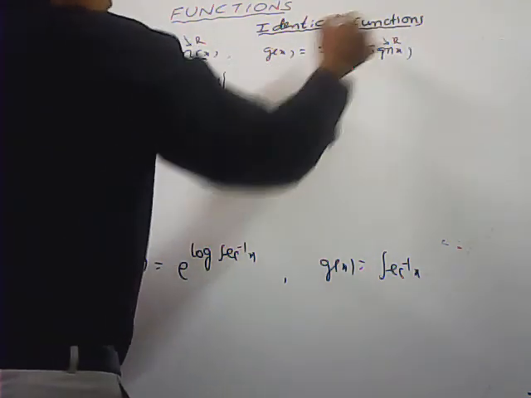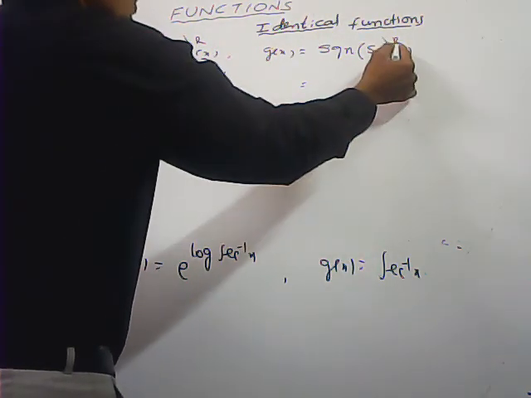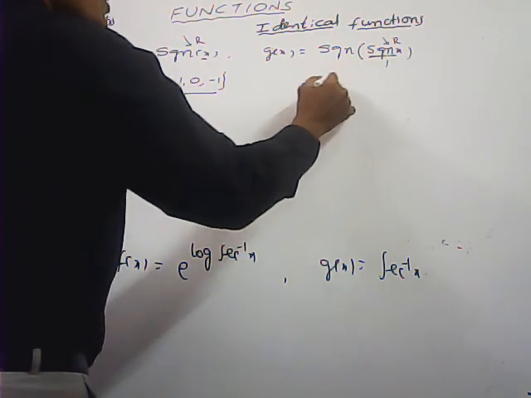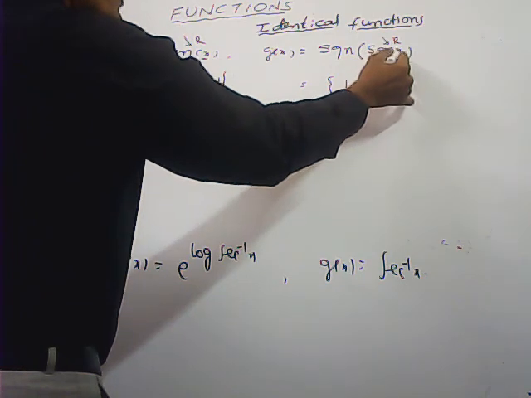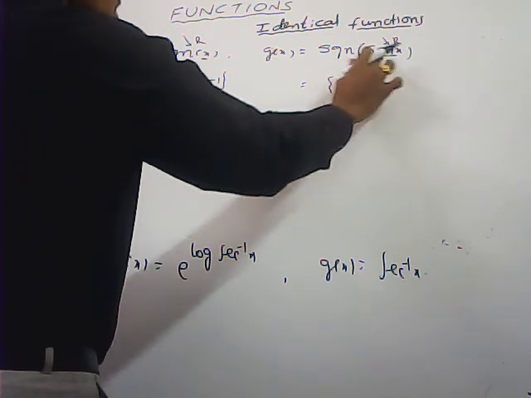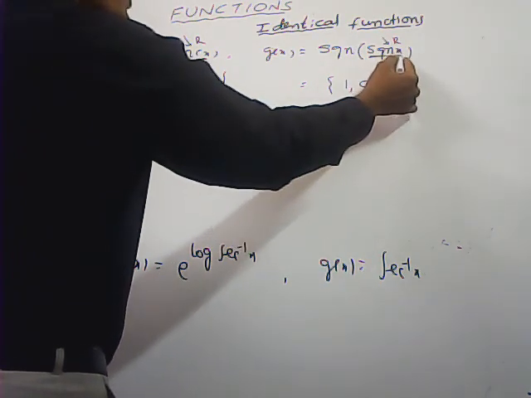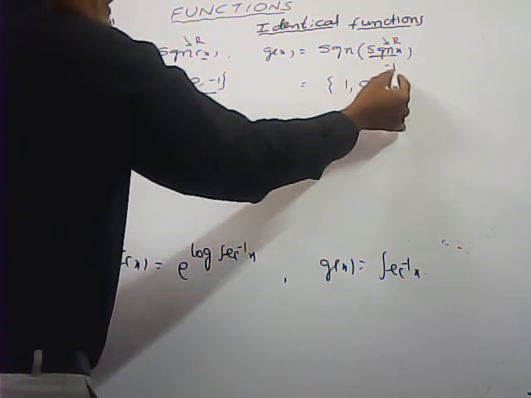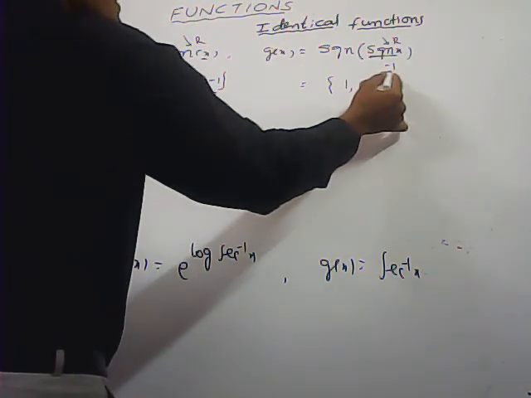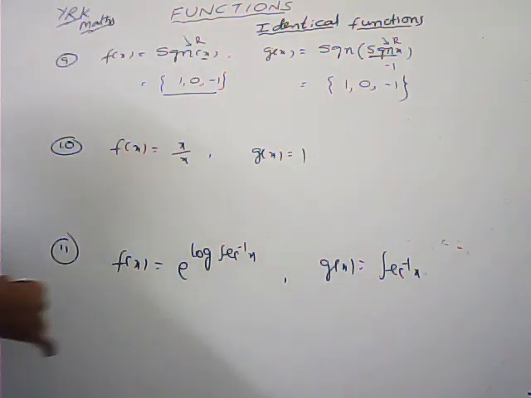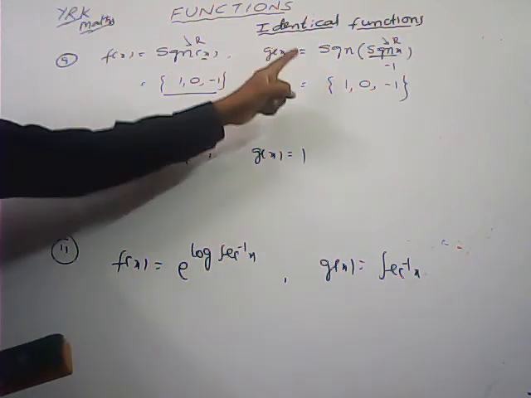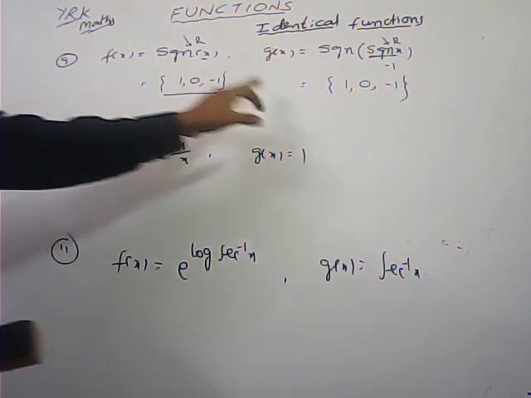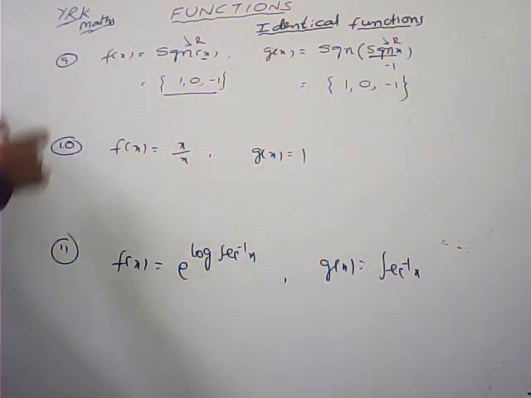Here also domain R, what about the range? If I take positive real values, signum of x equals 1, and signum of 1 equals 1 only. And if I put x equals 0, signum of 0 is 0, signum of 0 is 0 only. If I take negative values, signum of x equals minus 1, and signum of minus 1, this is negative, so minus 1. Here both the functions depend on the same domain and the range: for every x belongs to R, f of x is minus 1, 0, 1, g of x also minus 1, 0, 1. So both are identical functions here.